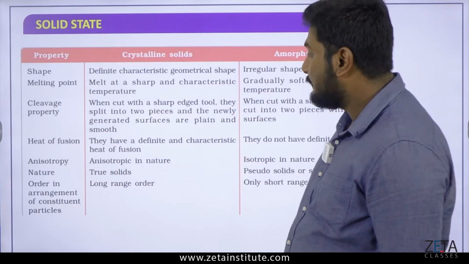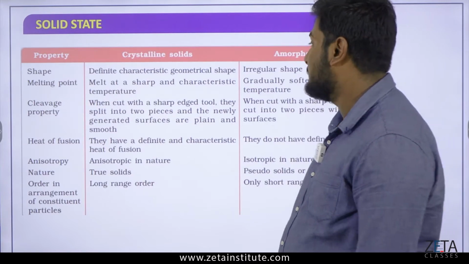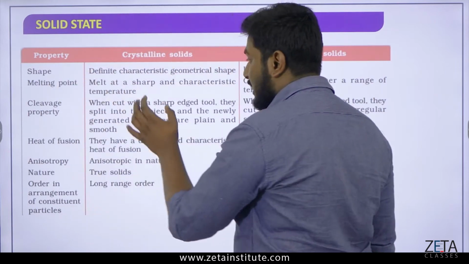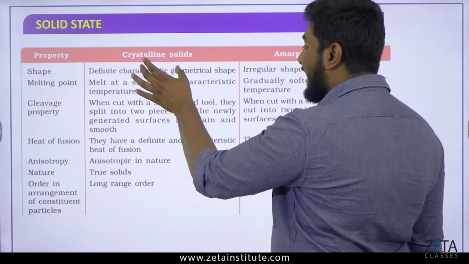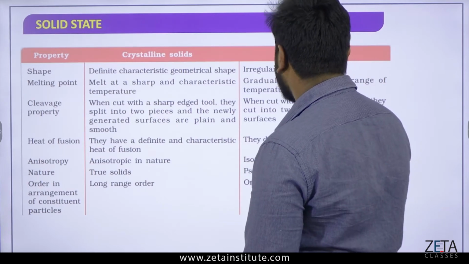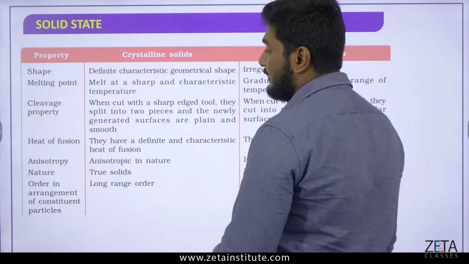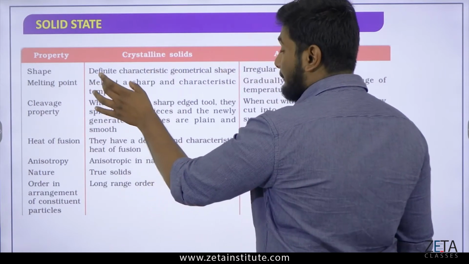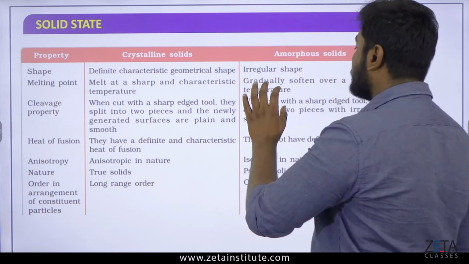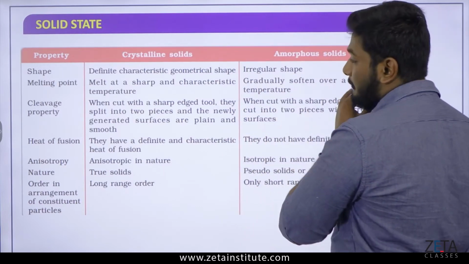And here are our differences. I am summarizing the difference between crystalline and amorphous solids. First, the shape. Crystalline solids have a definite characteristic geometrical shape, and amorphous solids, as the name suggests, have an irregular shape. In melting point, crystalline solids melt at a sharp, characteristic temperature only, but amorphous solids gradually soften over a range of temperature.